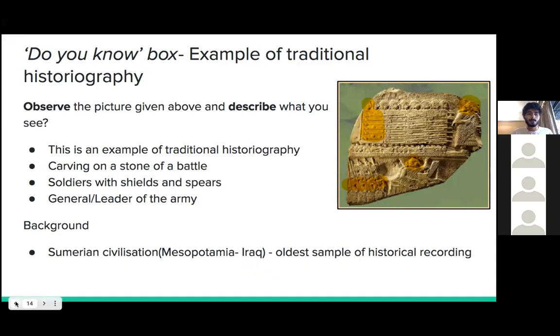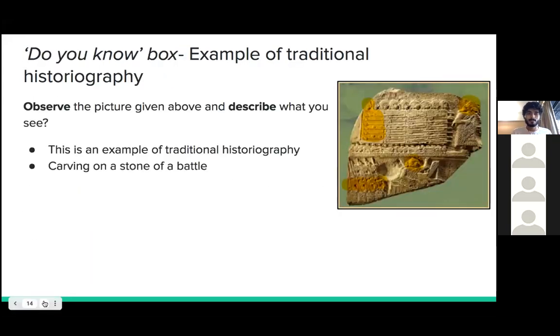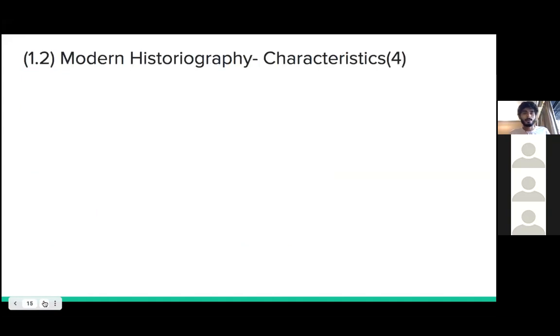So far we covered the tradition of historiography, then we saw an example for the tradition of historiography, and we also connected it to the question paper. Now we are going ahead to see modern historiography, right? So we saw traditional, यानी कि पहले का जो होता था by tradition, right, by practice. Now modern historiography, यानी कि आज के जमाने में हम history कैसे लिखते हैं, right? So over here we need to learn the characteristics of modern historiography, and there are a total of 4 characteristics of modern historiography that we need to learn.